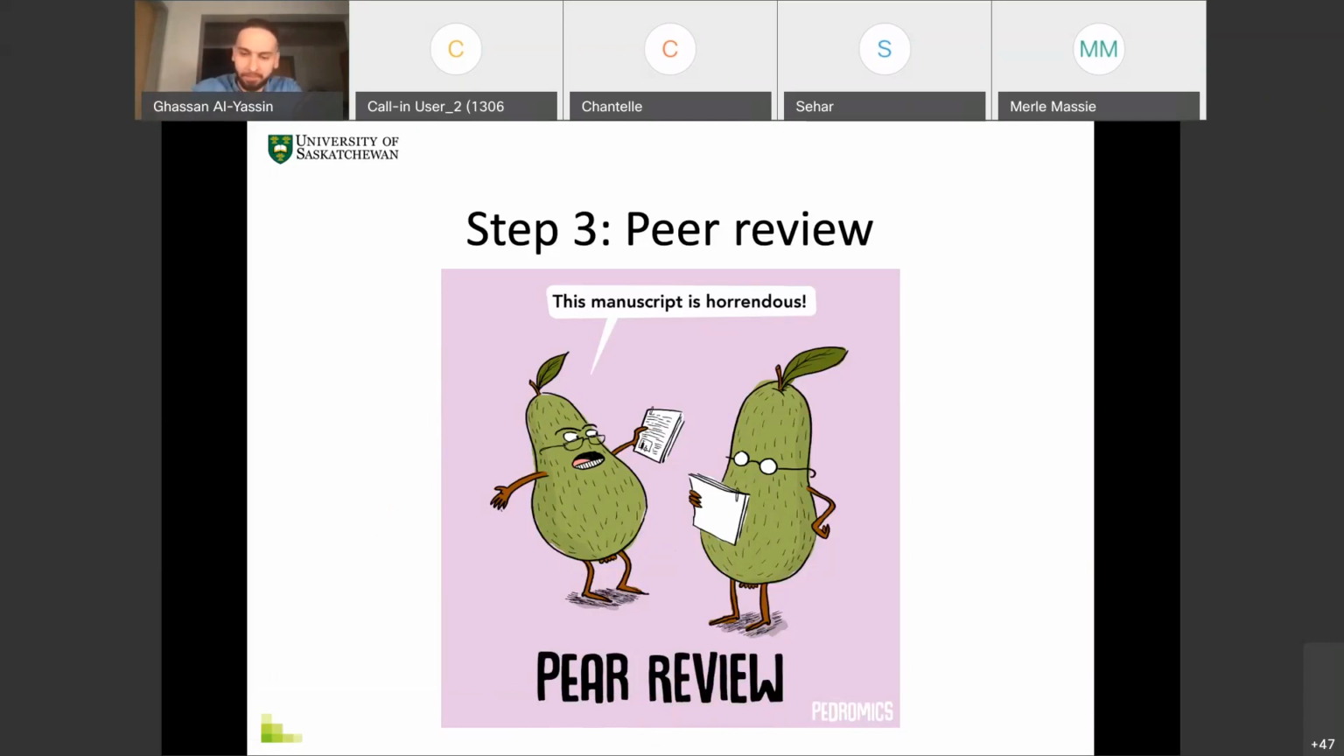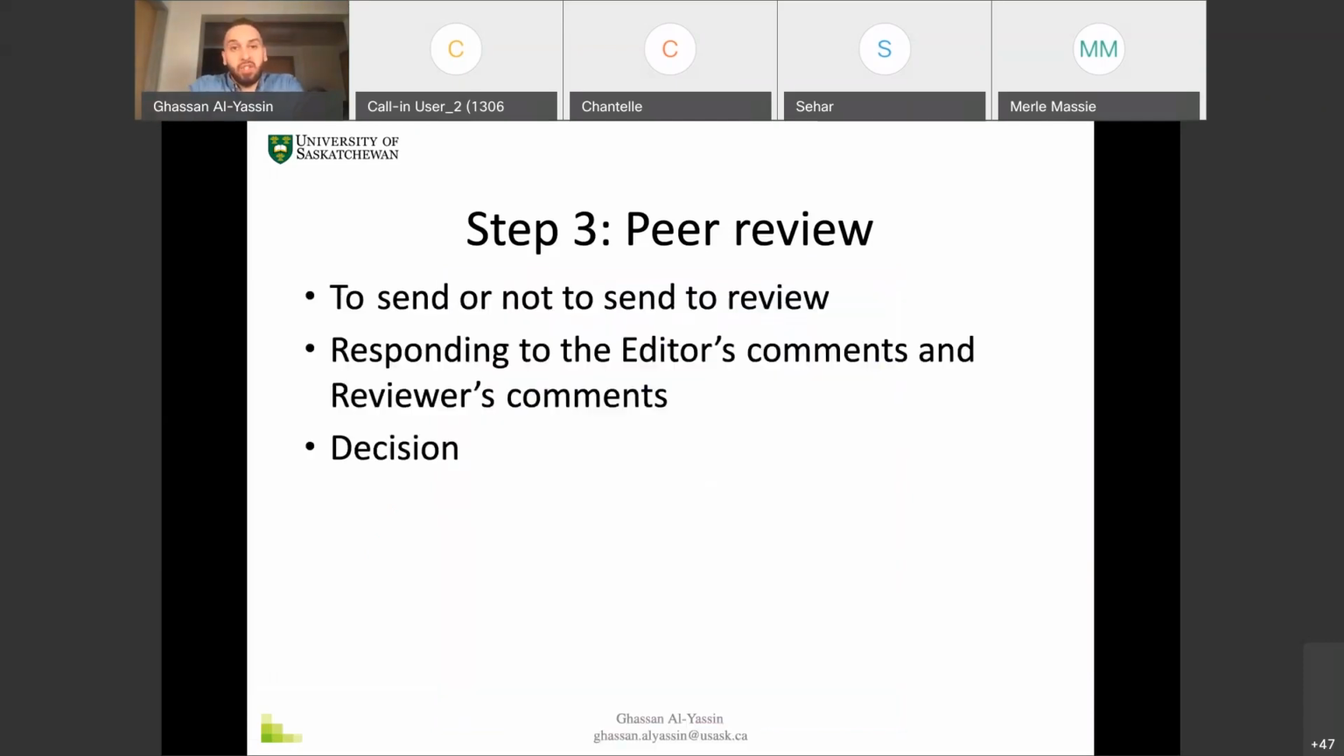Peer review. So there are three aspects to the peer review. First, there's a decision to be made whether your article will be sent for peer review or not. The second part is, if it's sent to peer review, you will receive the reviewer comments and now you have to respond to them. And then the last part is the decision, whether your response is appropriate or not, and that kind of stuff.